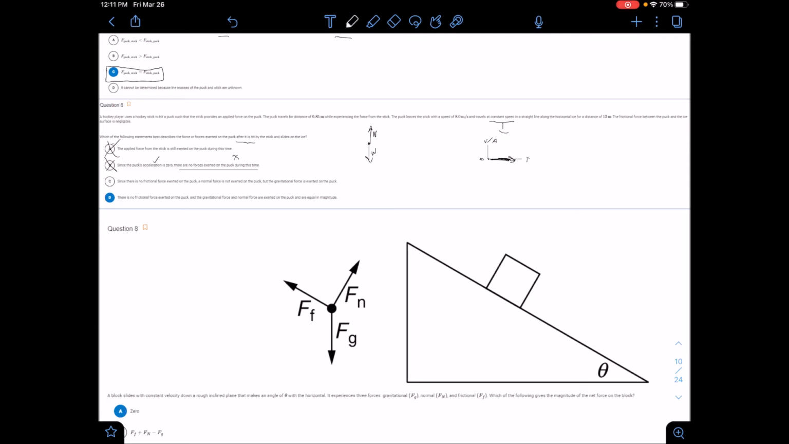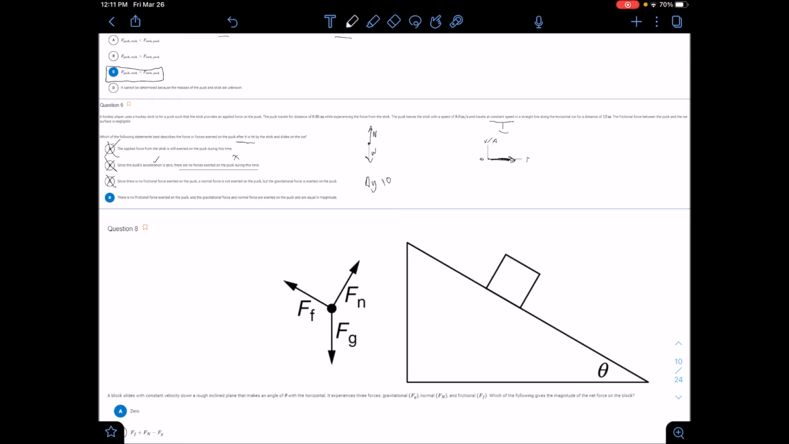Since there is no frictional force exerted on the puck, a normal force is not exerted on the puck, but the gravitational force is exerted on the puck. What this means is that since there is no normal force, it would keep going down. Thus, this one's wrong. I mean, it doesn't make sense, right? That would mean that the net force in y would not be equal to 0. So that's obviously not right.